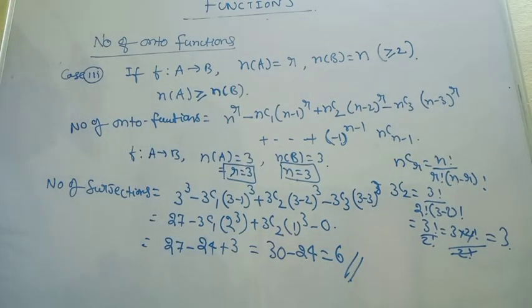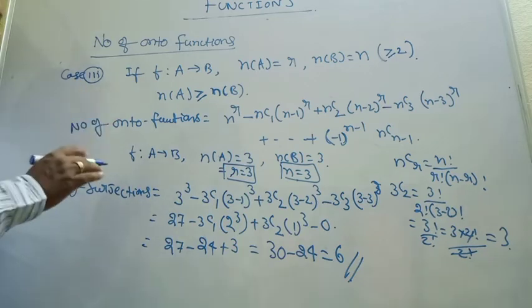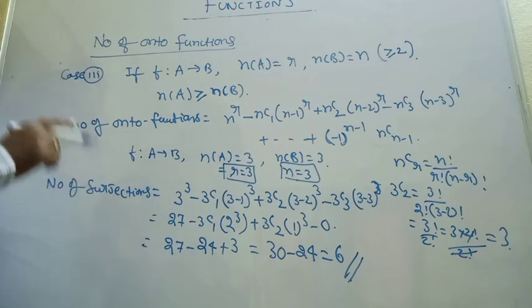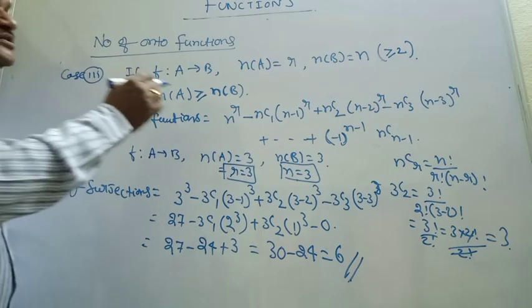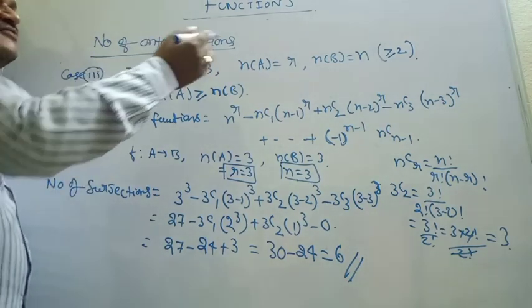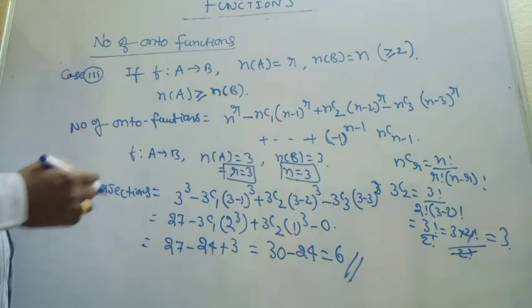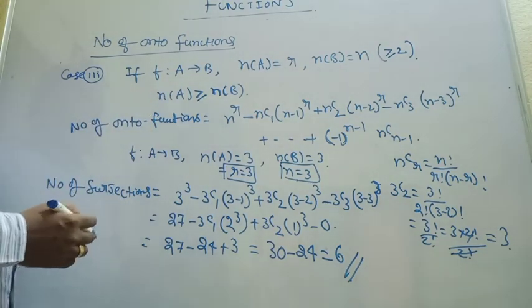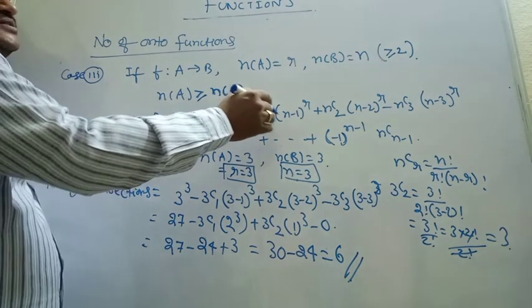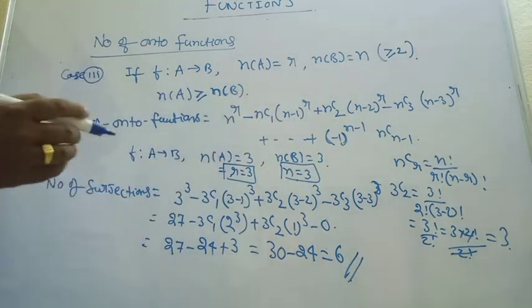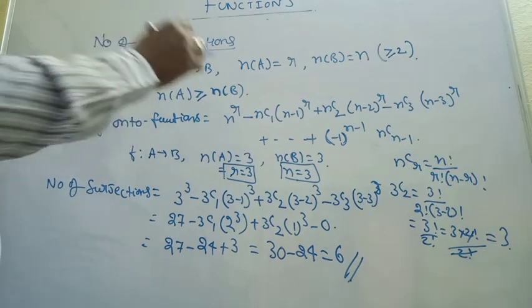See my dear students, this is a generalized formula, it is very important. You are going to use this formula for any case satisfying these conditions. F is a function from A to B, n(A) equal to r, n(B) equal to n, then n(A) greater than or equal to n(B), then the number of onto functions is n^r minus nC1 into (n minus 1)^r plus nC2 into (n minus 2)^r minus nC3 into (n minus 3)^r, and so on.